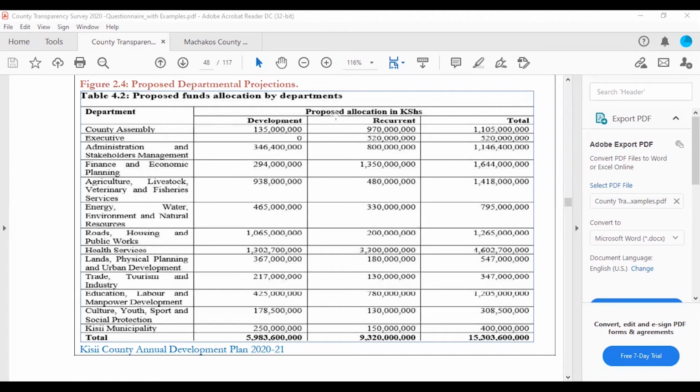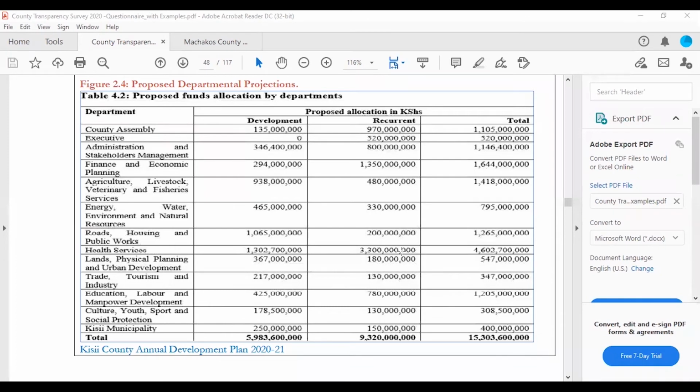So it's a matter of asking them, even asking the budget committee, why isn't this information public? Okay, so you can see here that they have broken down departments, and if you look at health services, for the financial year 2020-2021 Kisii County is giving 1.3 billion for development expenditure and 3.3 billion for recurrent.